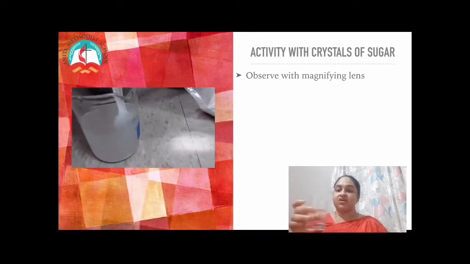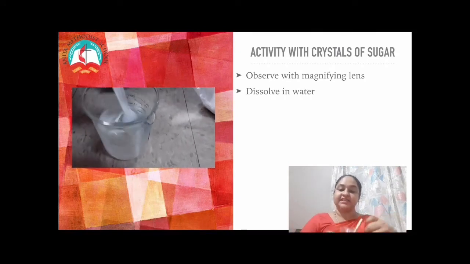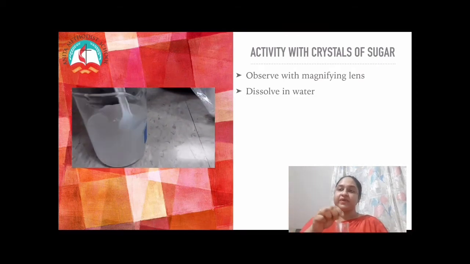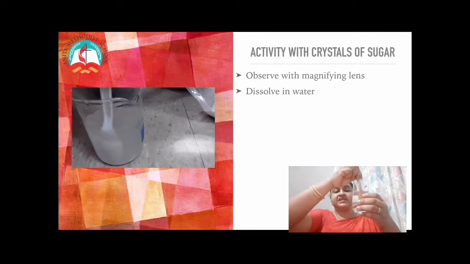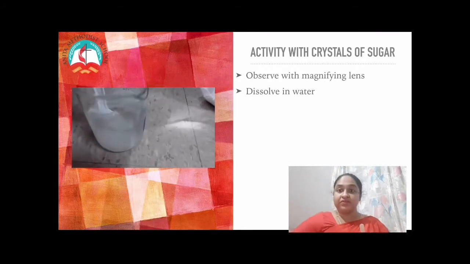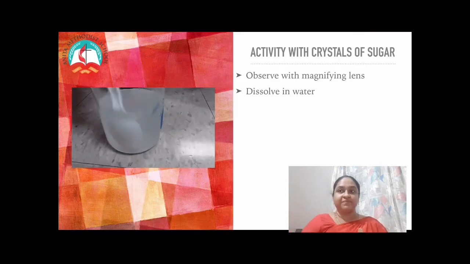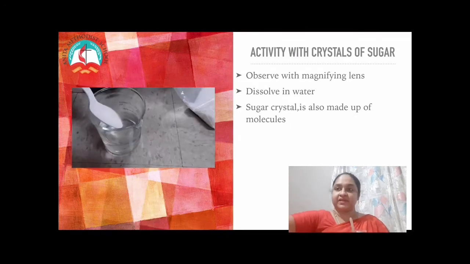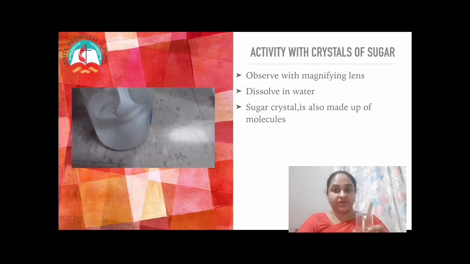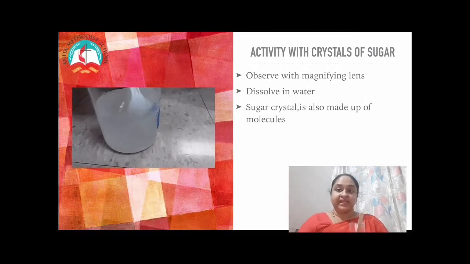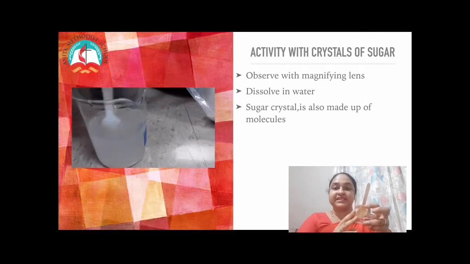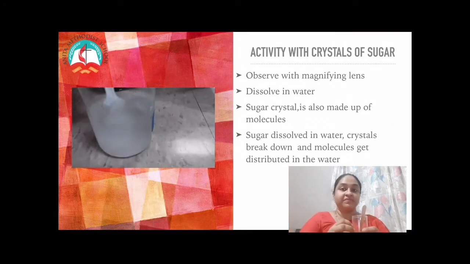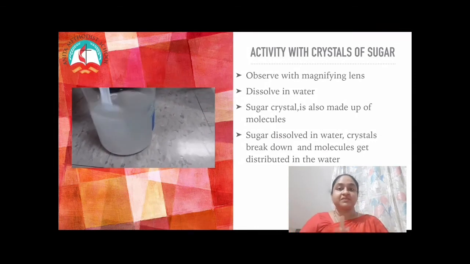And then I'm going to take a glass of water and add this sugar to it and then dissolve it. Stir it well so that the sugar crystals dissolve in water. You all know what will happen after that. What happens? The sugar crystals break. The sugar crystal is also made of molecules, and they break down and the molecules get distributed in the water. After that, you will not be able to pick the sugar crystals back again.